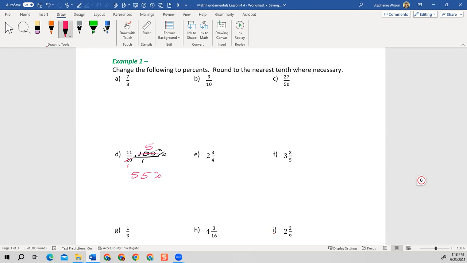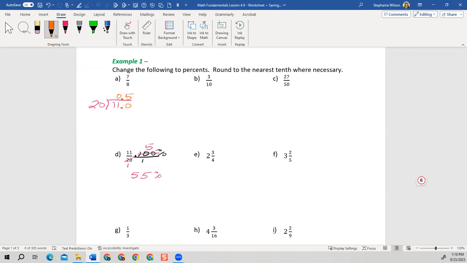Now, what if we wanted to change it to decimal first? Then we're going to do long division. The numerator, the top number, always goes on the inside, and the bottom number goes on the outside. Now I ask, how many times will 20 go into 11? Well, it won't. So we're going to have to put a decimal and a 0. Now, how many times will 20 appear in 110? Well, don't forget to bring your decimal to the top. I left that off.